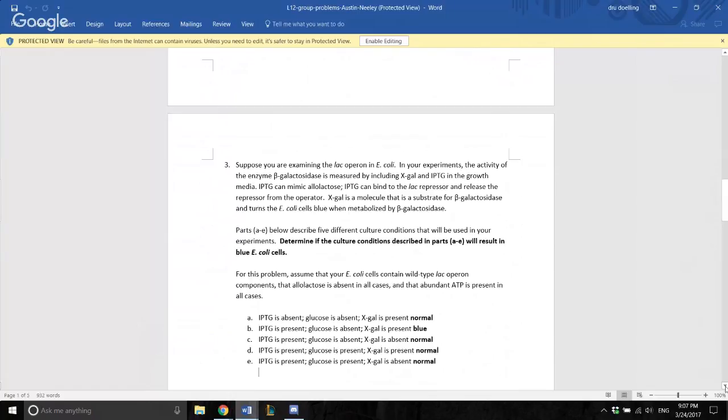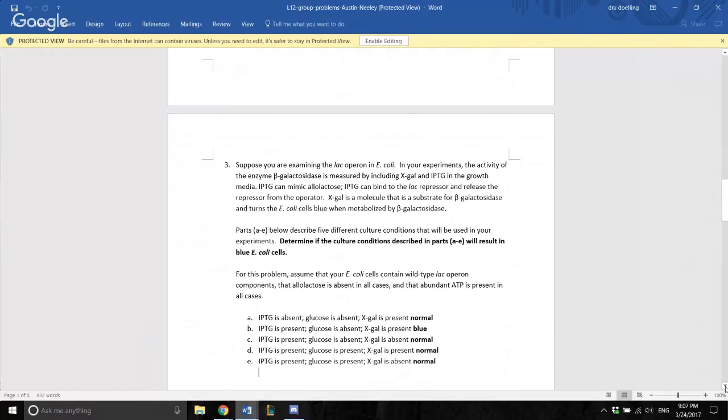All right. So for this problem, assume that your E. coli cells contain wild-type lac operon components, and allolactose is absent in all cases. The abundance of ATP is the same in all cases. Okay, perfect. So if IPTG is absent, glucose is absent, and X-gal is present, then it will be normal. I mean, the glucose is absent, then it's not being done first. We need the IPTG to make it blue, and X-gal.